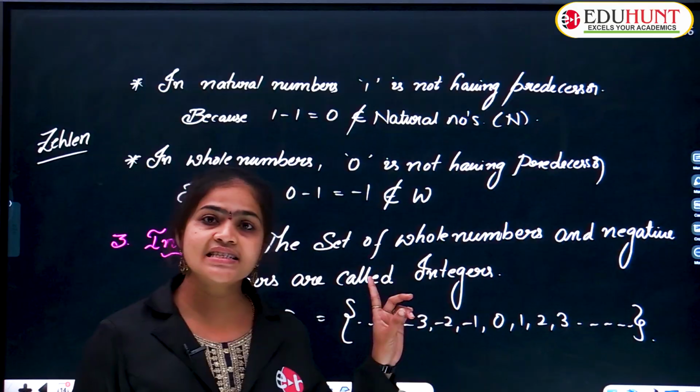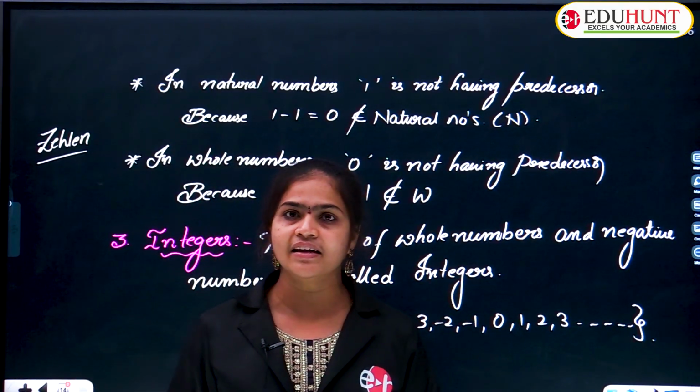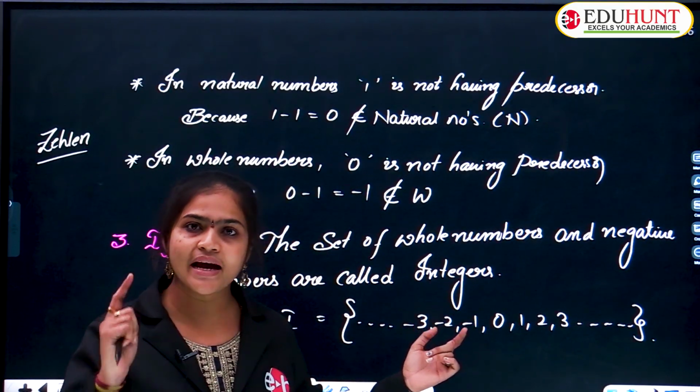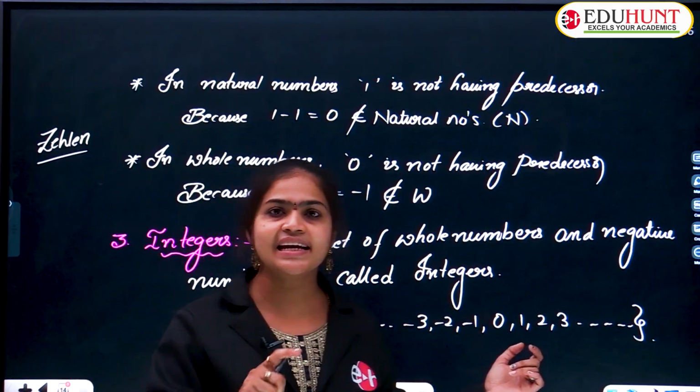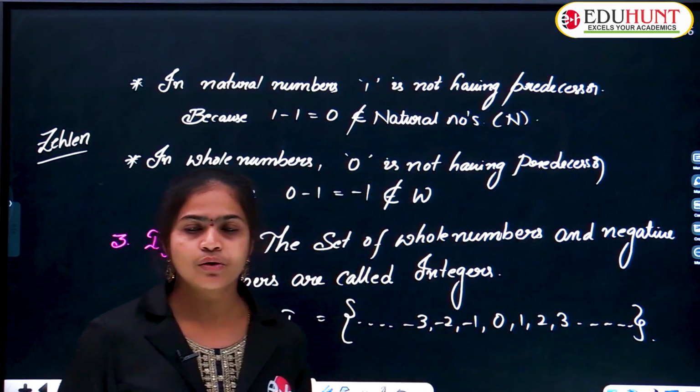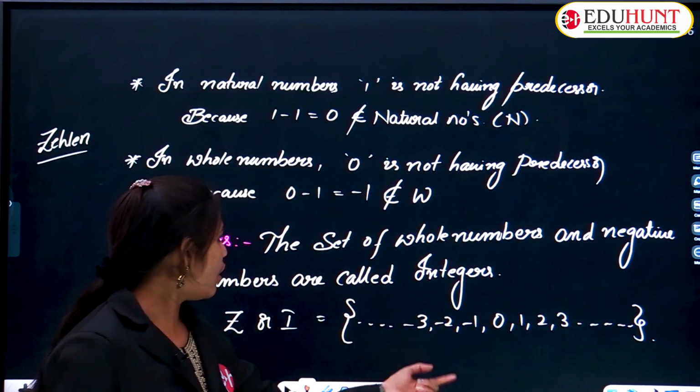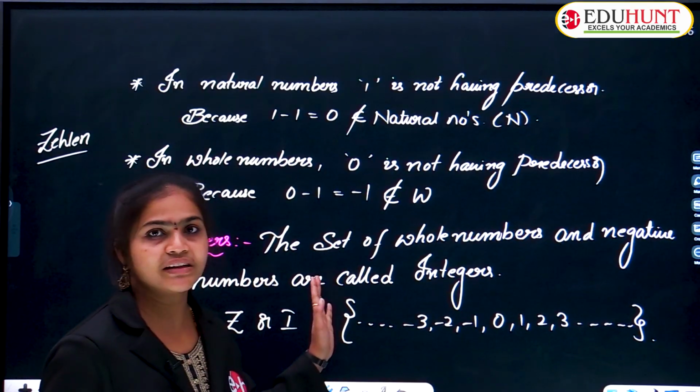In the same way, what is the greatest negative integer? The greatest negative integer is minus 1. What is the smallest negative integer? We can't say. Here we have 5 questions only on this set.